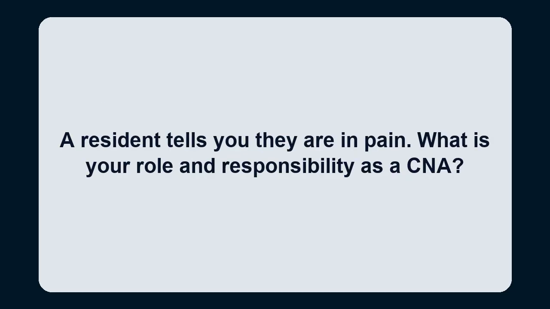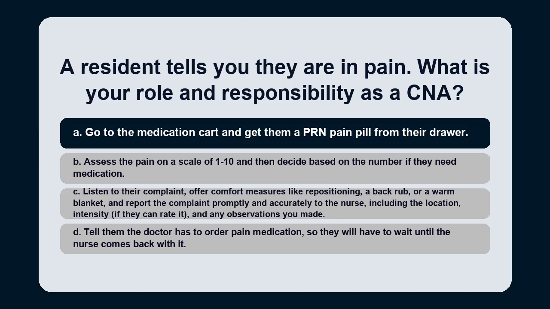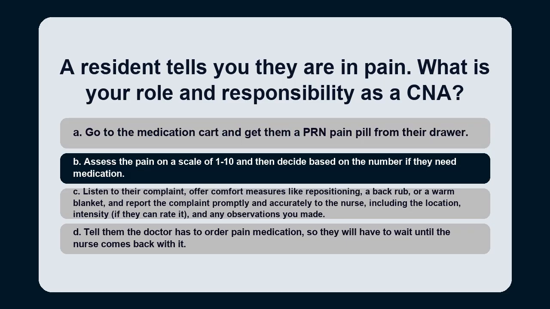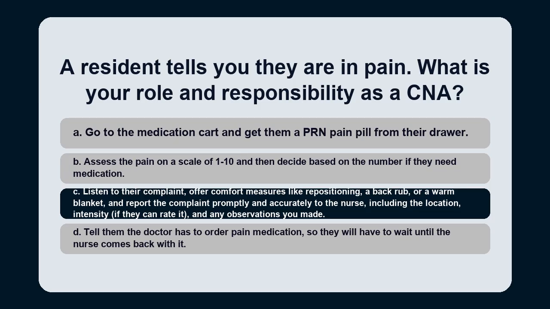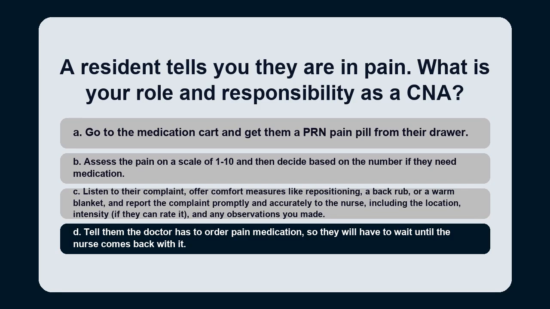Question 3. A resident tells you they are in pain. What is your role and responsibility as a CNA? Option A. Go to the medication cart and get them a PRN pain pill from their drawer. Option B. Assess the pain on a scale of 1 to 10 and then decide based on the number if they need medication. Option C. Listen to their complaint, offer comfort measures like repositioning, a back rub, or a warm blanket, and report the complaint promptly and accurately to the nurse, including the location, intensity, if they can rate it, and any observations you made. Option D. Tell them the doctor has to order pain medication, so they will have to wait until the nurse comes back with it.